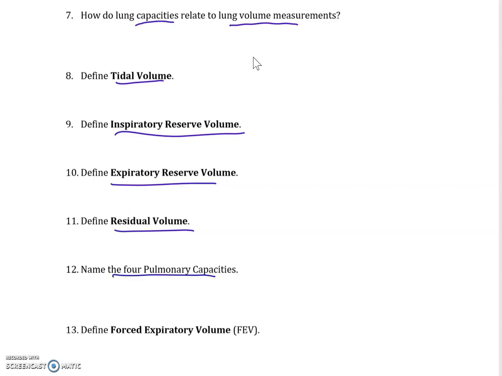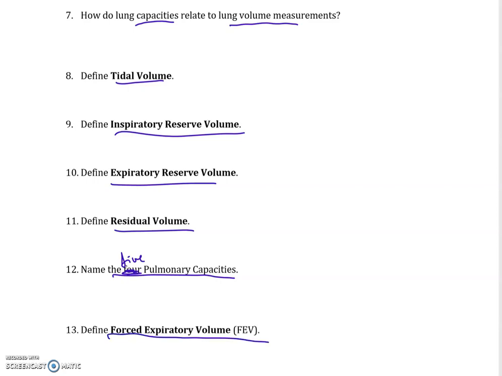Then name the 4, it's actually 5 pulmonary capacities. And so there we have the vital capacity, the expiratory and inspiratory capacity, functional residual capacity, and of course the total lung capacity. And again, I'm going to refer you to that page in the beginning of this lab where everything is defined, and you can look it up.